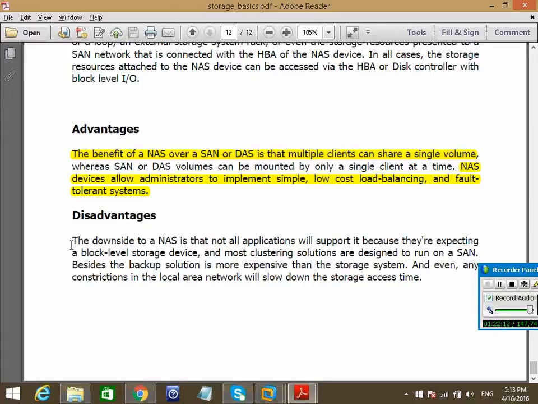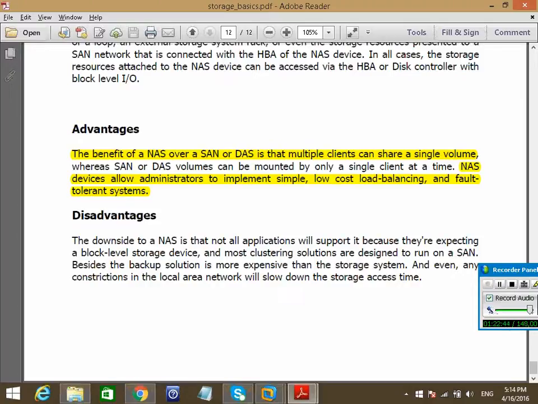NAS is a cheap and good solution, but it does not support block-level storage. And most clustering solutions are not designed to run on a NAS. Besides, the backup solution is more expensive than the storage system. And any congestion on the local area network will slow down storage access.